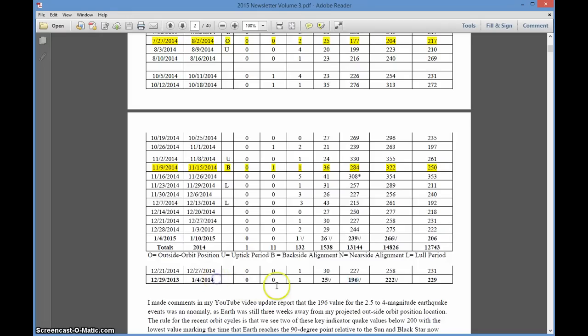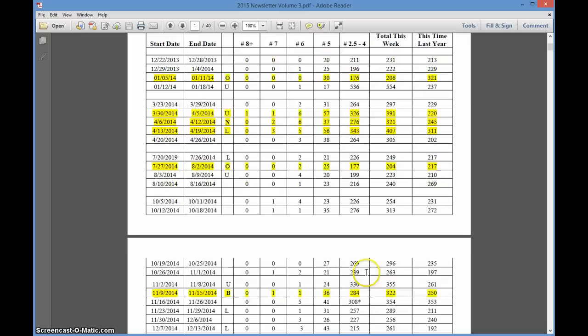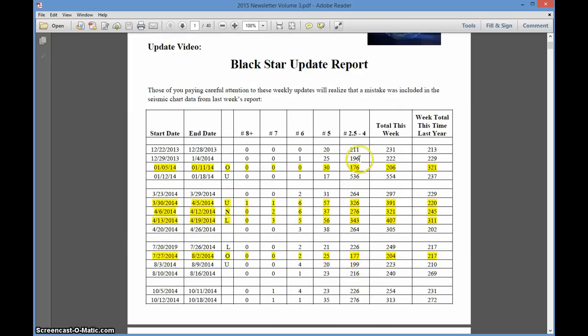Last week, the low value was 176 for the following week. You can see it up here. This 196 here went down to 176, but these two 100 values, they only appeared at outside orbit position. You see them right here. The outside orbit position, whenever the Earth makes the right triangle to the black star, you see these two values below 200? That's what you were supposed to see. They're inverted. This inversion represents the symmetry in my chart that I've been looking for.